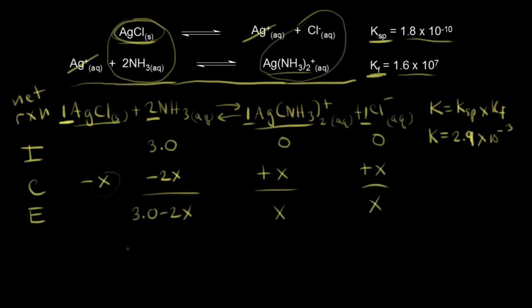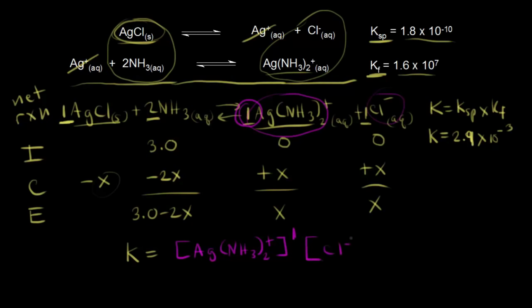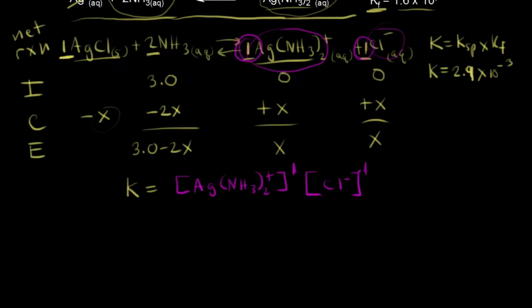Next, we write our equilibrium expression. K is equal to the concentration of products over reactants. I look at my complex ion, so the concentration of our complex ion, raised to the power of the coefficient, so to the first power. This is times the concentration of our chloride anion, raised to the power of the coefficient, so to the first power. We also have some reactants here. We leave silver chloride out because that's a solid, but we have ammonia.